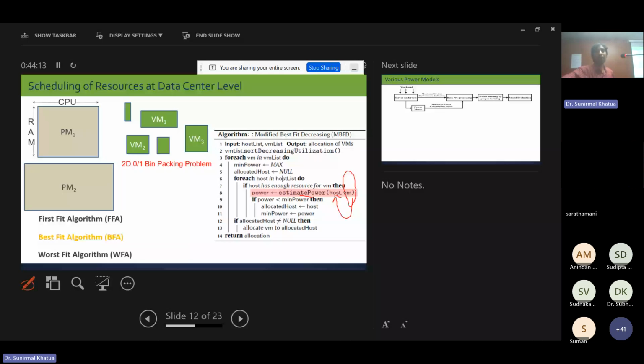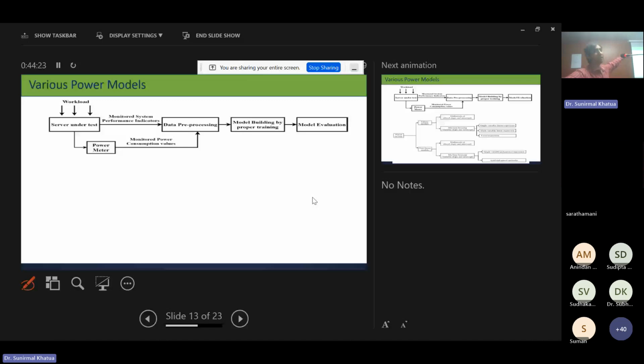So the question is, how can we estimate the power? What we have done in our lab is define some power models. We have some blade servers, basically VMware-based blade servers in our lab. We put some benchmark workloads on them. We have a power meter, which is easily available; you can buy one from Amazon also. That can give you the power consumed by the servers. So we run those workloads, measure the power, and collect the data.